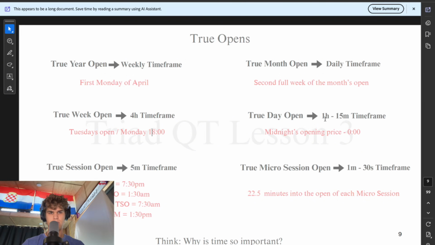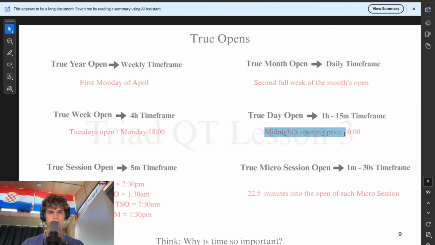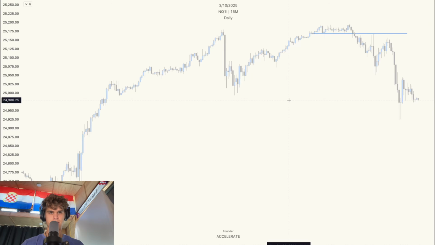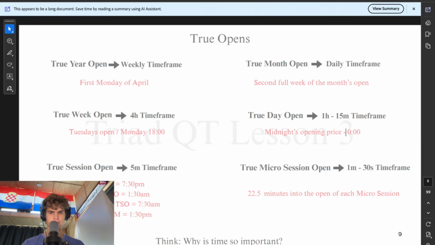True day open, 1 hour to 15-minute time frame. Midnight's opening price, midnight. Easy. That's New York time. Pretty self-explanatory. We went over that previously on the chart here, showing that the midnight candle here is the true open.